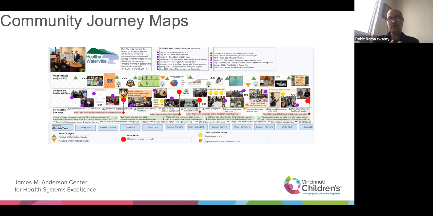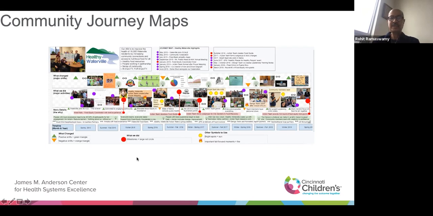And so we worked with these communities, each of these communities, to build these community journey maps. These are tools from design thinking that allowed us to work with the communities to say, what happened in the span of the 2.5 years that you worked on? So this is one of the communities, Remain.